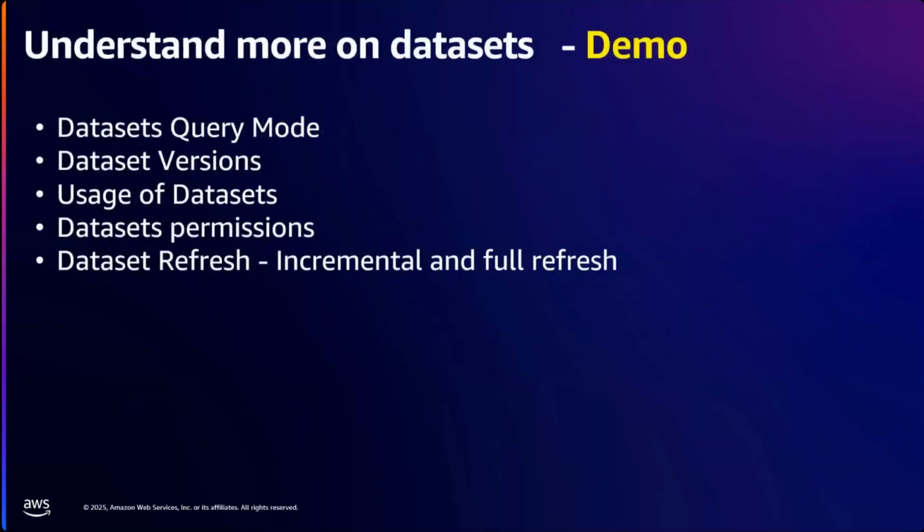Okay. So moving on to the demo. We'll quickly show you the different types of connectivity modes that we have with datasets, how you can do dataset versioning within QuickSight itself, how these data assets are used, where they're being used, then the permissions, and then how you can configure the incremental and full refresh, right? So this is the first demo, and then moving on, I'll be showing the other parts of the demo itself, right? Let me bring up my console.